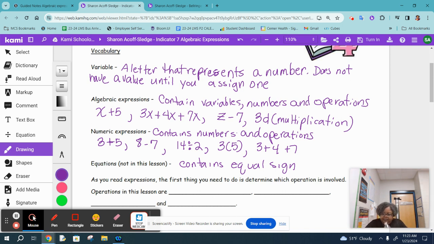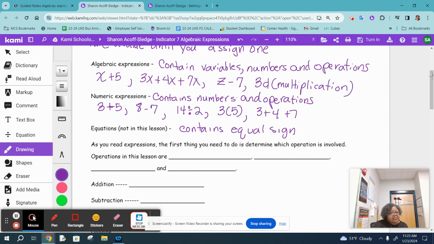Okay? Now, as you read expressions, so you're going to have a word phrase that's going to give you an expression. The first thing you need to do is determine which operation is involved. What do I mean by operations? I mean addition.